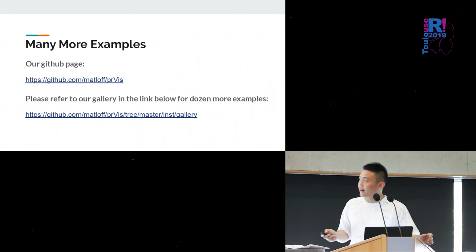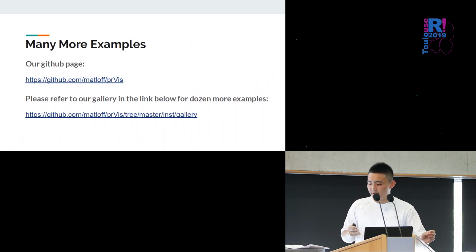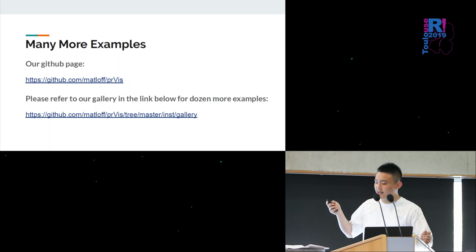Just to clarify, we did not single out 2 extreme examples to make prVis look good. We additionally provide over 15 other examples to demonstrate prVis and directly compare it with other popular methods like UMAP and t-SNE. So please check out our GitHub page for the prVis package, and more specifically, the gallery folder under this link for more examples.